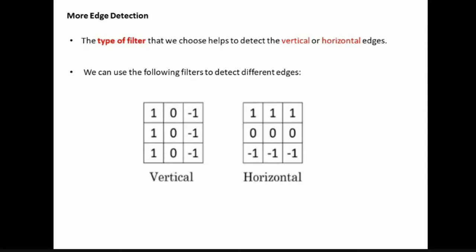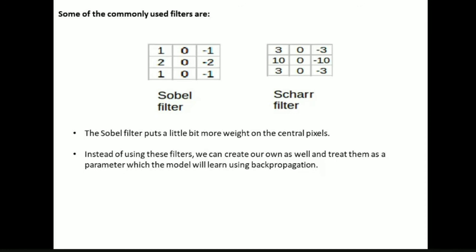Clear? Okay, good. Here some of the commonly used filters are the Sobel filter and the Scharr filter. In the Sobel filter, if you see, 1 0 minus 1, 2 0 minus 2, 1 0 minus 1, and in the Scharr filter, 3 0 minus 3, 10 0 minus 10, 3 0 minus 3. So here more concentration is given on the central pixel values. If you see here, more weight is given on the central pixel, that is 2 0 minus 2, compared to other values. So like this we can use different types of filters to get different edges, to detect different features of the input image.